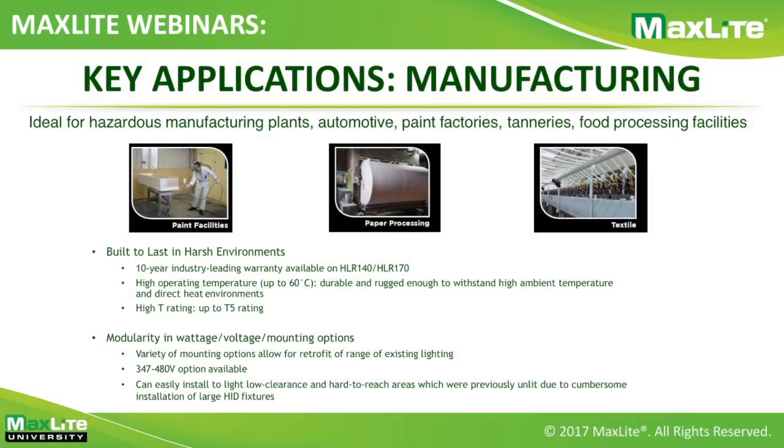Another key application is a manufacturing facility, such as hazardous manufacturing plants, automotive, paint factories, tanneries, and food processing facilities. A lot of grain refineries and food processing facilities will also be taking a look at the Class 2, which is a dust environment fixture. Like we said, our 10-year warranty and also our competitive T ratings and high operating temperatures make the HLR and the STAXMAX and the area light a good solution in this location. And in general, modularity in voltage and wattage and mounting options will allow you to be able to find something that will fit your solutions.